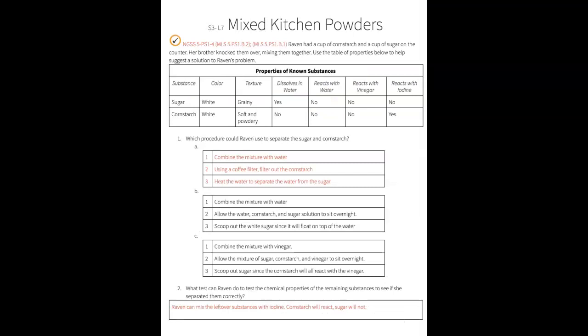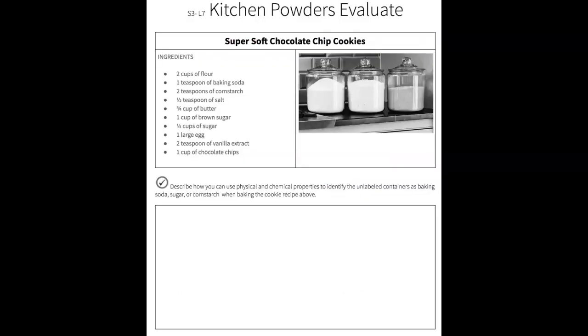In the elaborate portion of this lesson, students will have a scenario in which they will have to use both physical and chemical properties to identify unknown substances. In the evaluate portion of this lesson, students will revisit the initial prompt about the unlabeled substances found in the cupboard. Students will need to describe how they can use physical and chemical properties to identify these unlabeled containers.